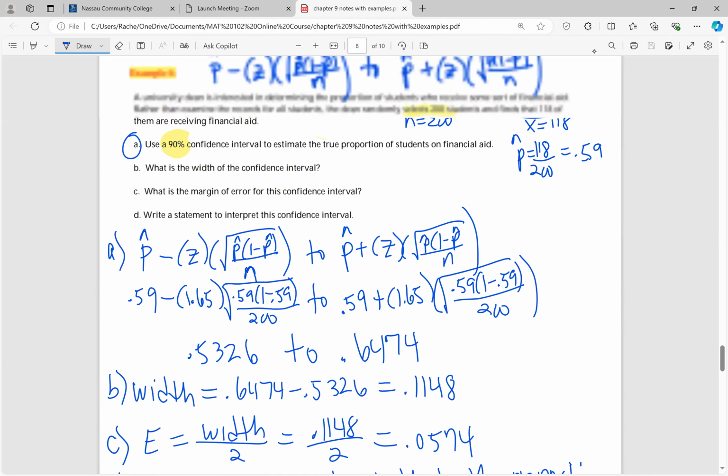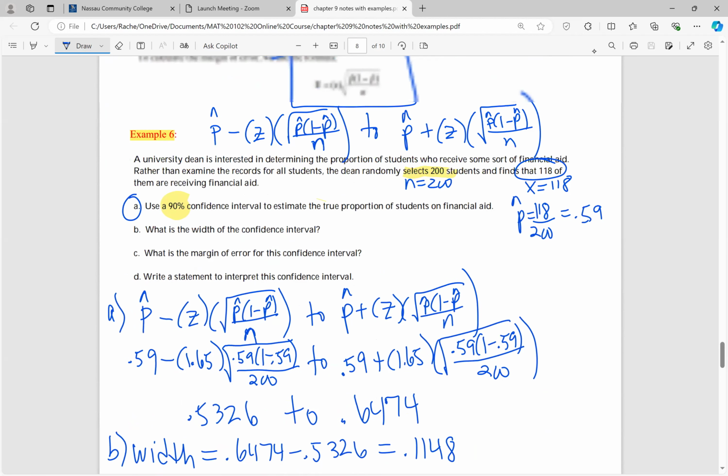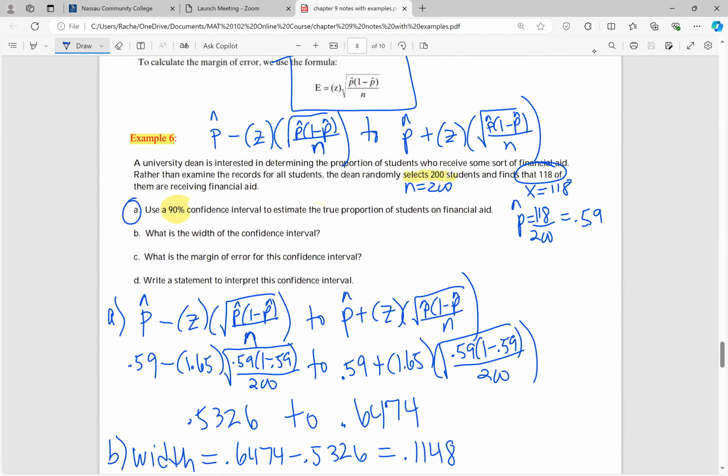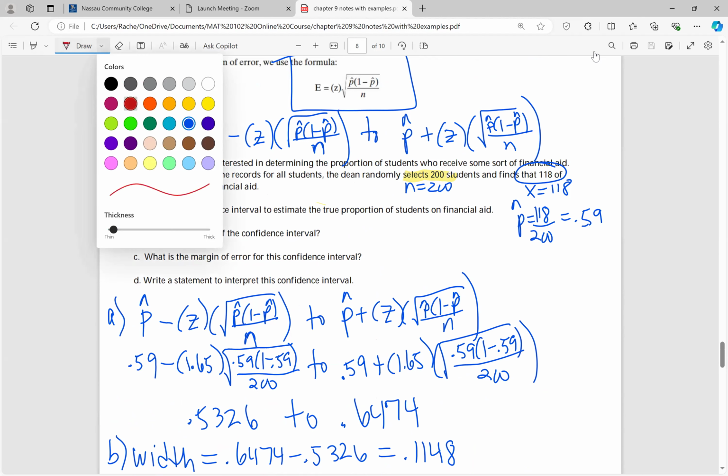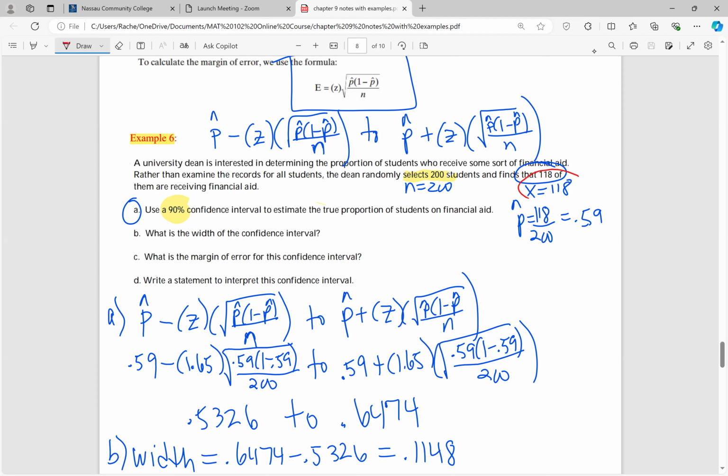So let's redo part A, and you'll see the calculator is going to give us the same answer. So X was 118, right? In this case, it was 118 out of N students, which was 200 that got financial aid. And we want to construct a 90% confidence interval. So that's going to be our C level. So let's go over to the calculator.